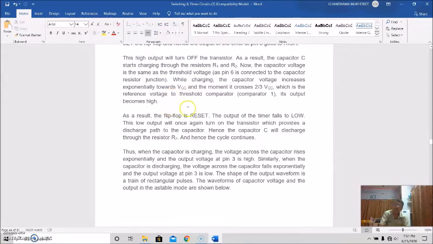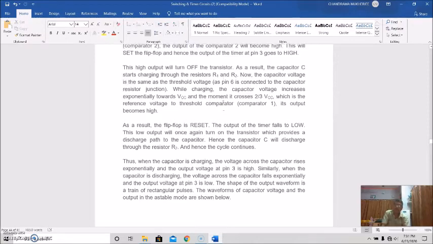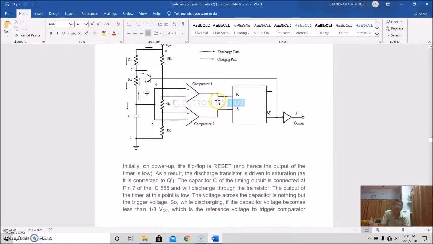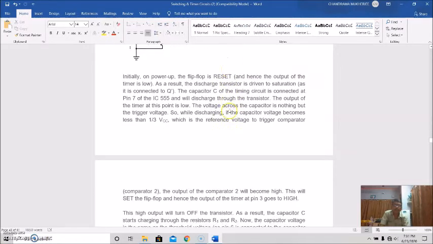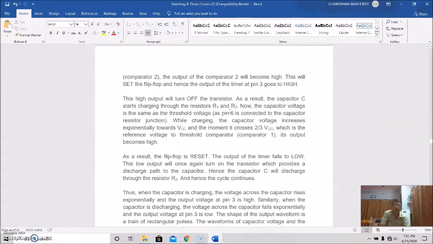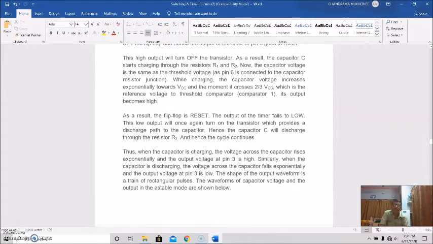exponentially towards the supply voltage VCC, and the moment it crosses 2/3 of the supply voltage VCC, which is the reference voltage to the threshold comparator, that is comparator 1, its output becomes high. As a result, the flip-flop is reset.